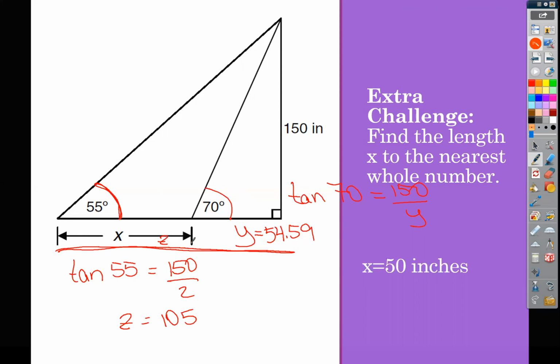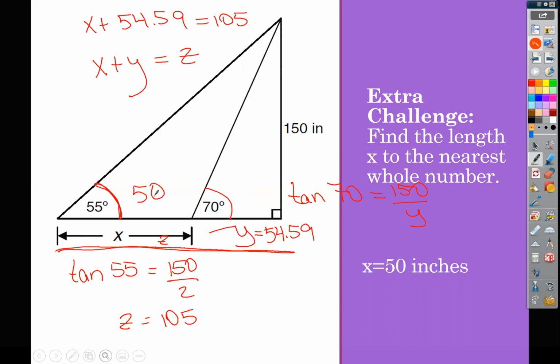Well, I knew the length of the whole thing. Let's see, x plus y equals the whole distance. So this x plus this y equals the whole distance, right? And I'm looking for x. So I knew that if y equals 54.59 and the whole thing is 105, I just subtract. And when I do, I get 50 rounded to the nearest whole number. It's really 50.4, but they want you to round it to the nearest whole number. So X is 50 inches.